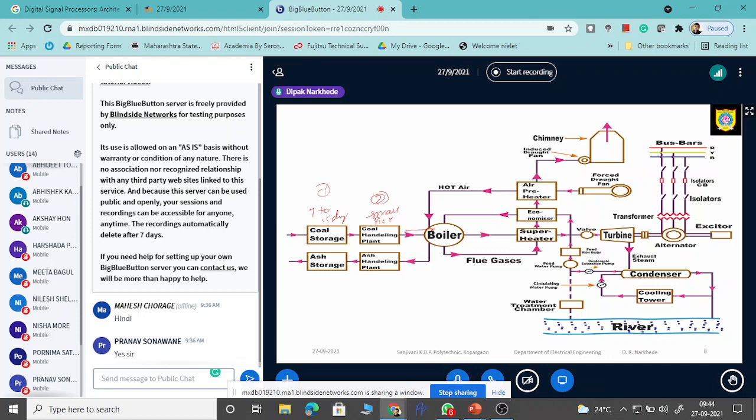First is the fuel, and here fuel is my coal. So if I want to burn something, I require the fuel.